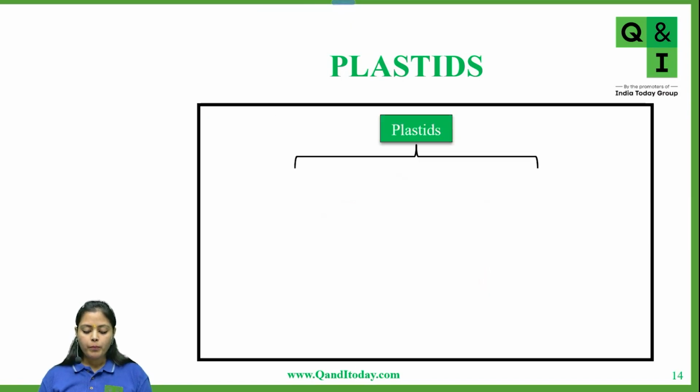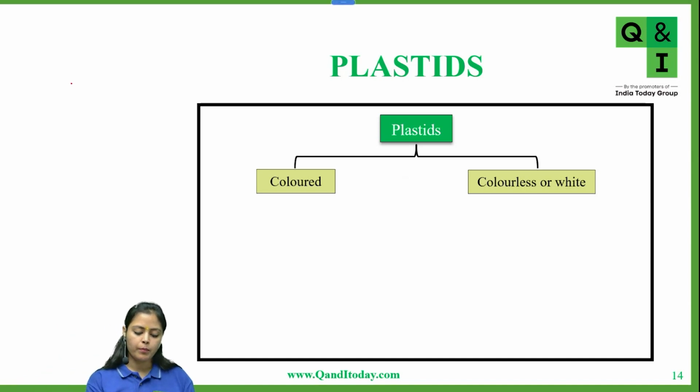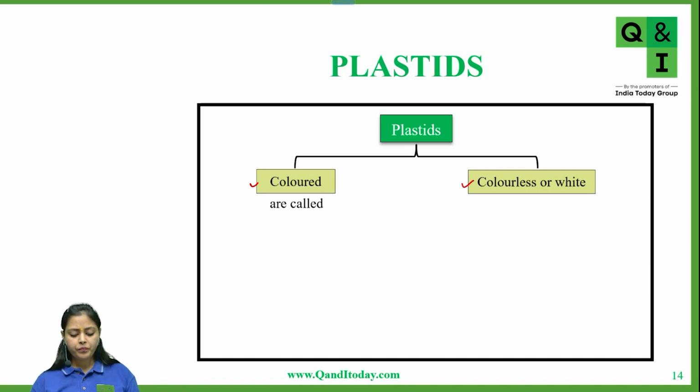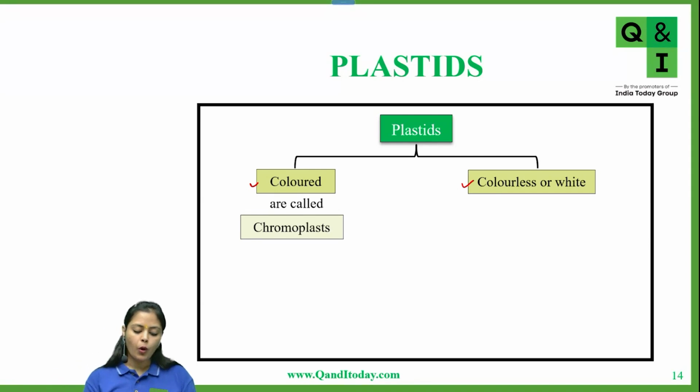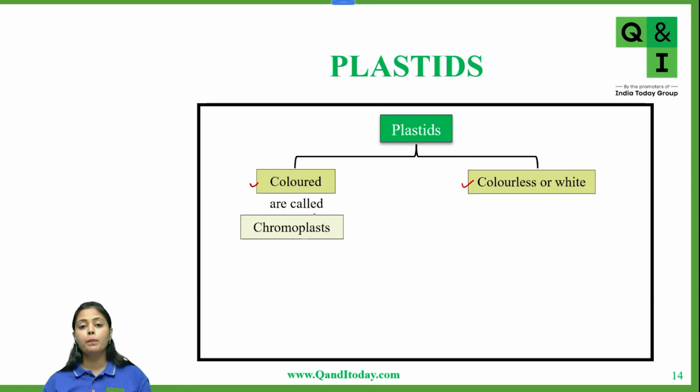Now plastids are of two types. They can be either colored or colorless or white. Now let me tell you that the colored plastids are called chromoplasts. According to NCERT, chromoplasts contain special pigments which provide color.